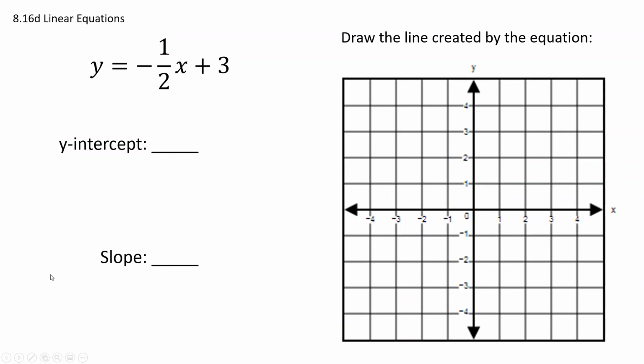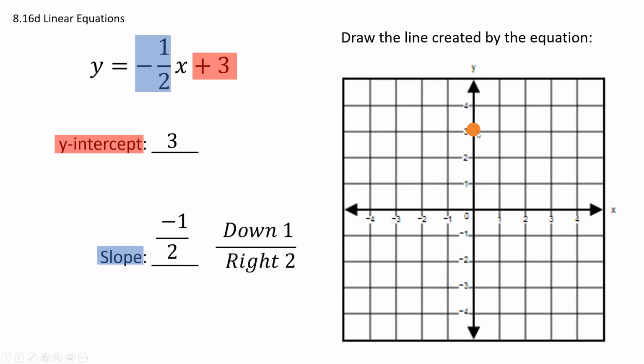Okay, we start with our y-intercept. Our y-intercept is 3. We mark a 3. We think of our slope as -1/2. I'm going to go ahead and move my negative sign up to the top number, which would mean it's down 1, right 2. So you're going to go down 1, right 2, down 1, right 2, and mark it.